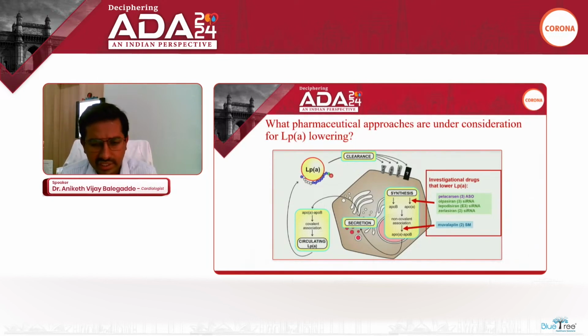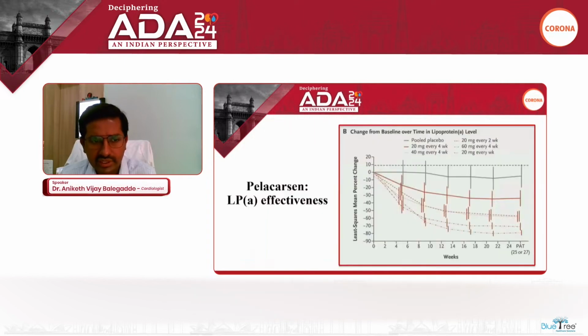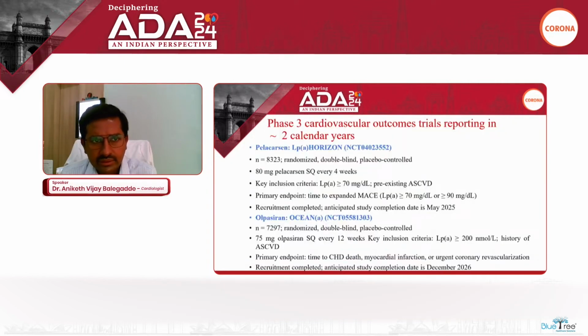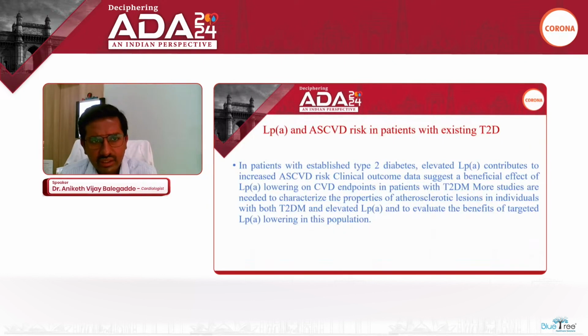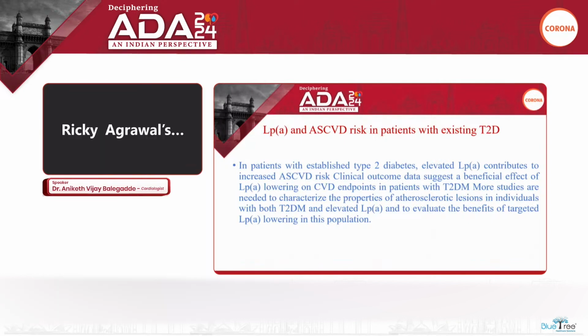A lot of data is yet to come out, and a lot more evidence is still required to completely say that we should initiate treatment for reducing lipoprotein little a. So I would like to just say that in patients with established type 2 diabetes, elevated lipoprotein little a contributes to the increased ASCVD risk and clinical outcomes, as we know by a lot of data, and reducing the lipoprotein little a levels reduces the ASCVD risk. A lot of investigational trials are going on.